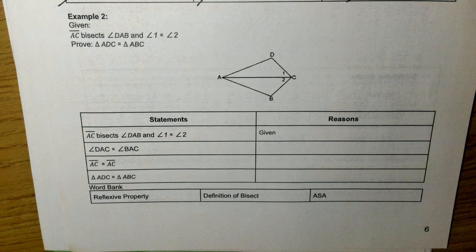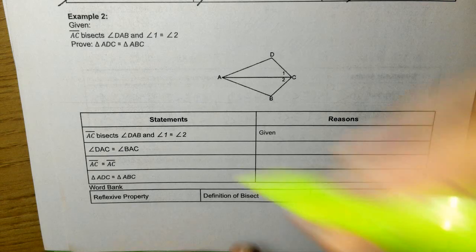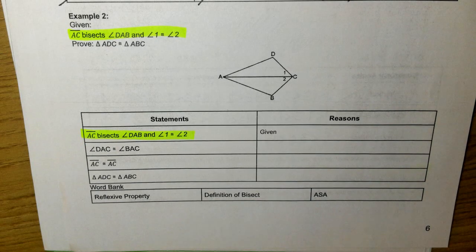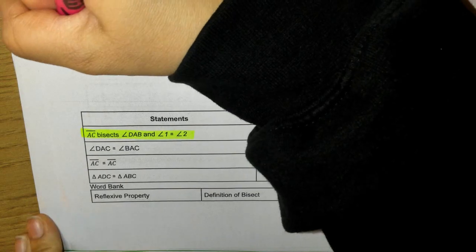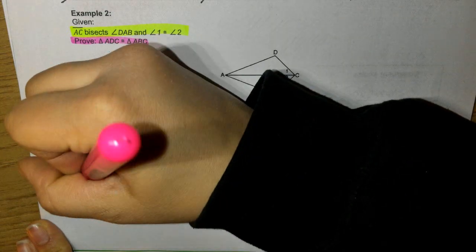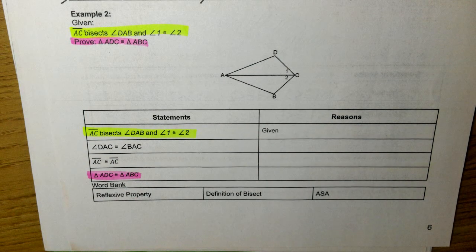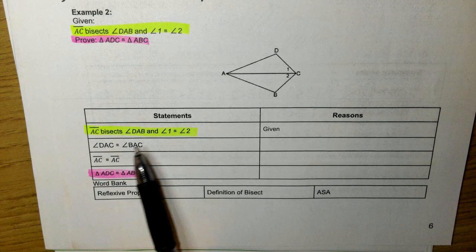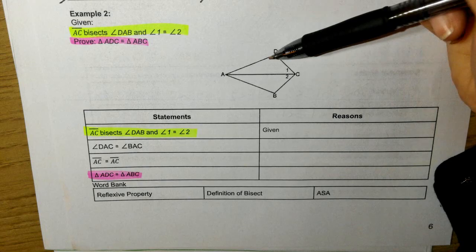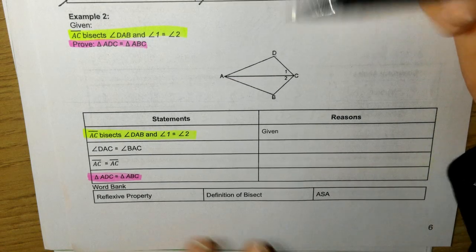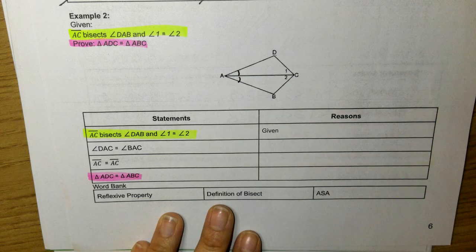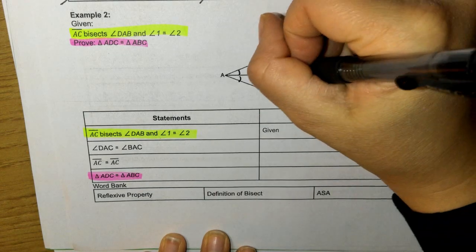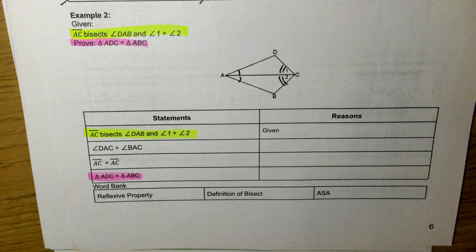Example 2, let's see. I am going to highlight what was given. Notice they already wrote it down for us. One thing I didn't write down for example 1 is that what you're proving will always go in that last box. Okay? All right, so it says AC bisects angle DAB. D to A to B is being bisected. I need to give this arc marks. And angle 1 is congruent to angle 2. This was given to me.